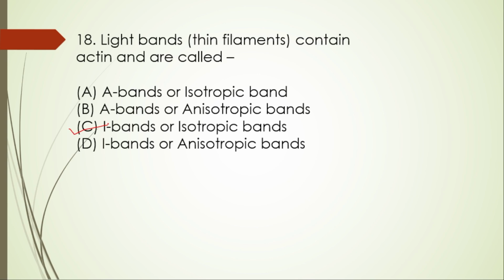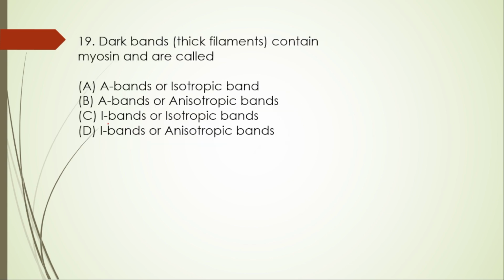Next one, that is 19th question. Dark bands, that is thick filaments, contain myosin and are called A. A bands or isotropic bands, B. A bands or anisotropic bands, C. I bands or isotropic bands, and then D. I bands or anisotropic bands. So here the right option is option A. It is called A bands or anisotropic bands.